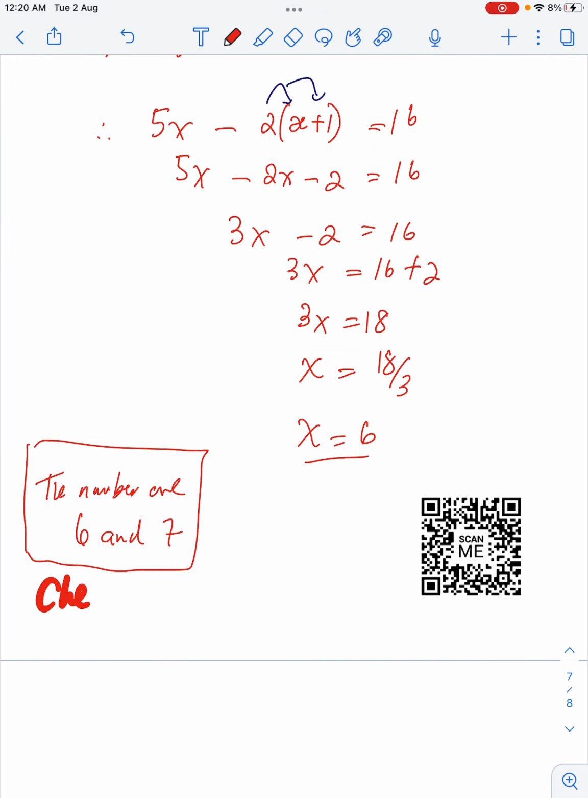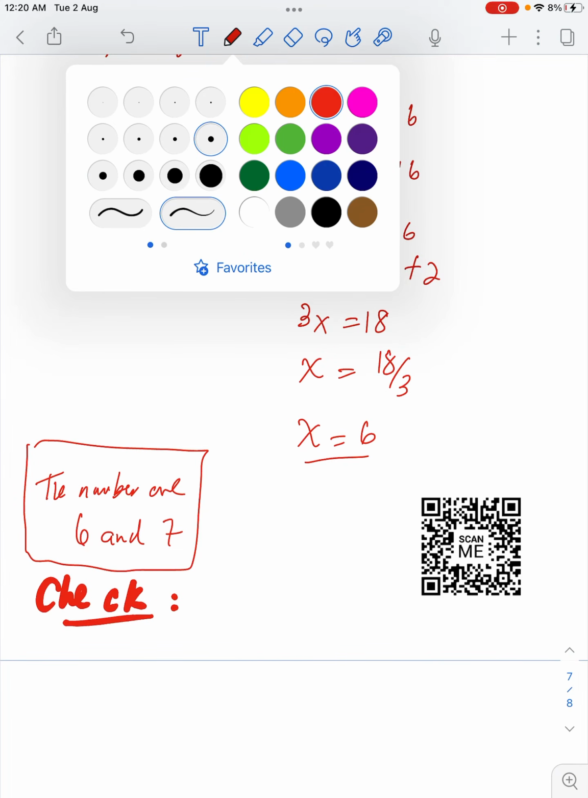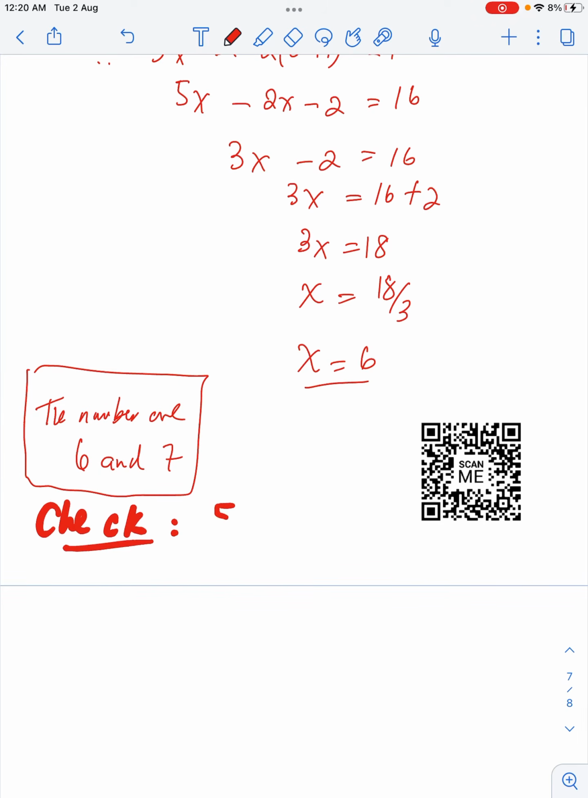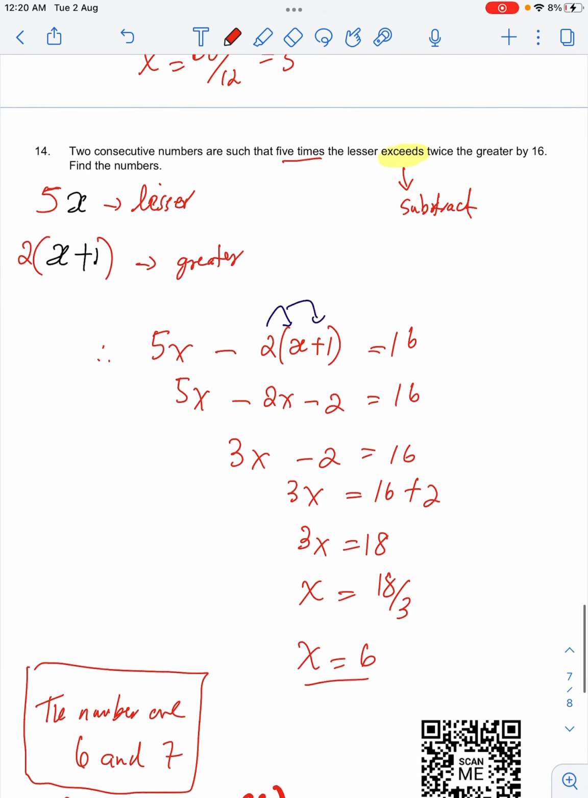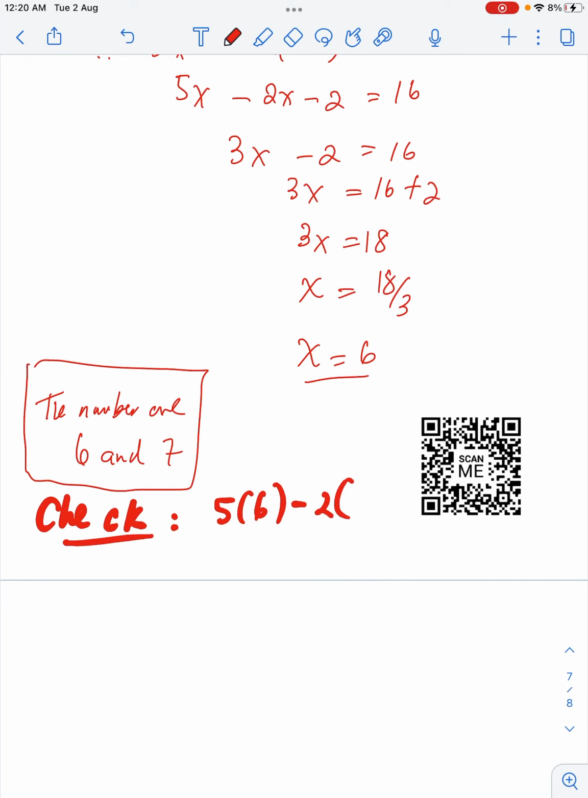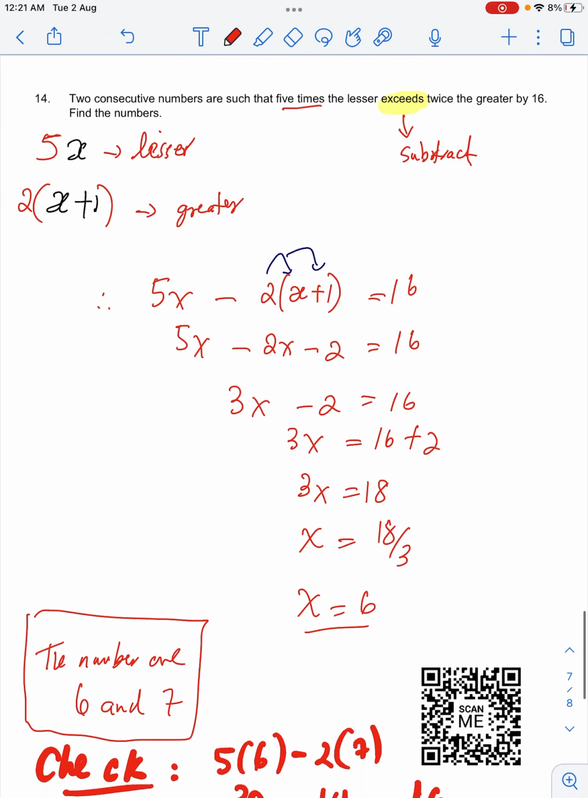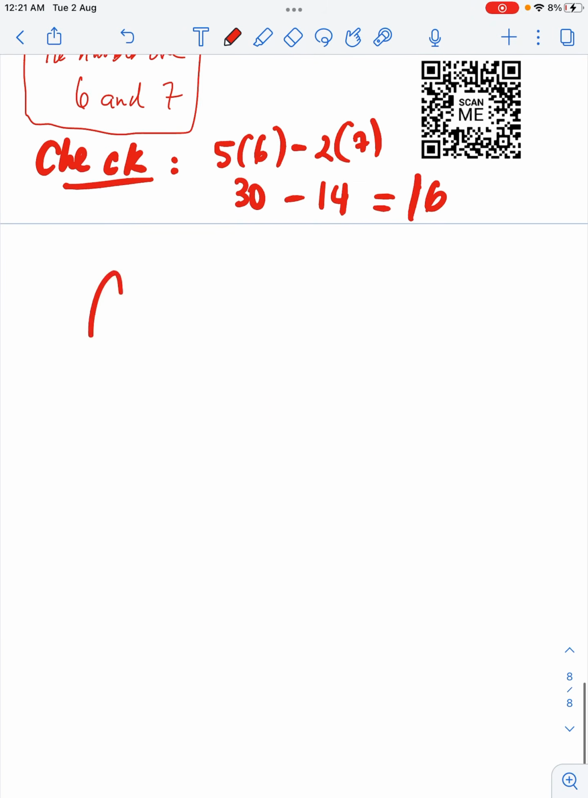So when you check your solution, if we go 5 times the lesser, which is 6, and minus 2 times 7, that is 30 minus 14, and if you do that, you are going to get nothing but 16 as an answer. So the solution just checks out. So the numbers are 6 and 7. Okay, good luck with your studies.